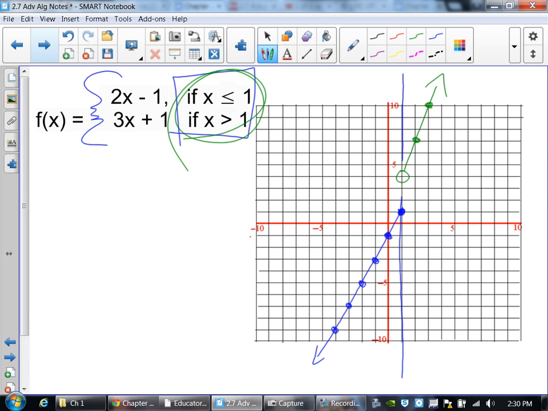How do you know the boundary line would be at 1? Because I'm looking at this here. Something changes in this equation at 1. The first equation is going to be only when x is less than or equal to 1. The second equation is when it's greater than 1. Nothing's changing if that line is over here at 7.